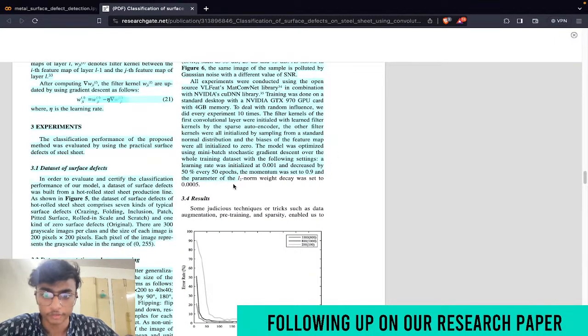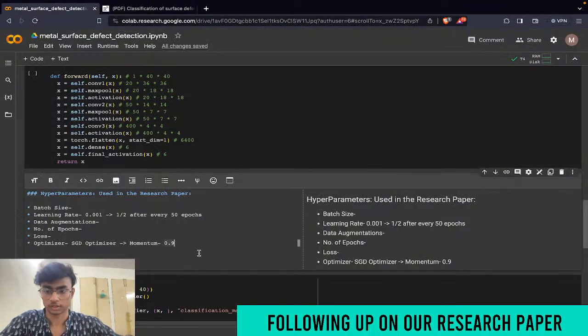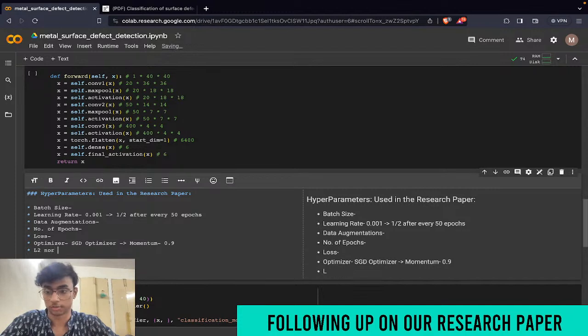L2 norm weight decay was set to 0.0005. I'm not sure about this one. I'll have to read a bit of the PyTorch documentation to see where we can set this from.